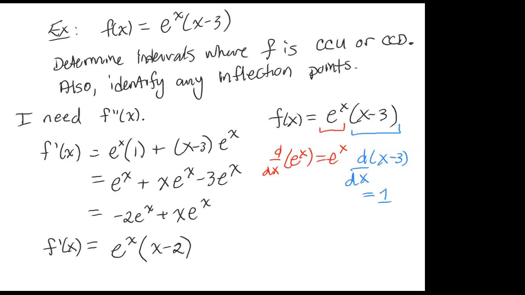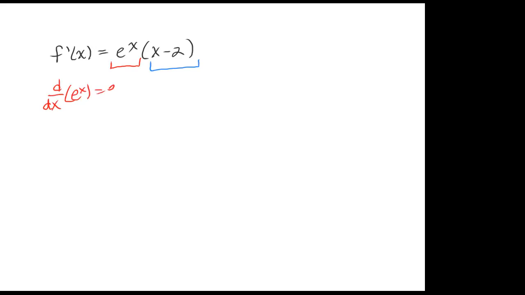So I've got that. Now I am going to apply those same derivative rules and find the second derivative. F prime of x is equal to e to the x times x minus 2. Same idea as before. I have two functions that are multiplied together, so I'm going to use the product rule to find the derivatives. I know that d/dx of e to the x is e to the x.